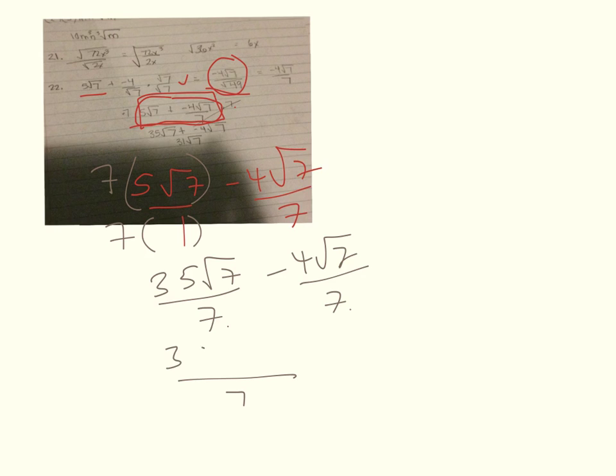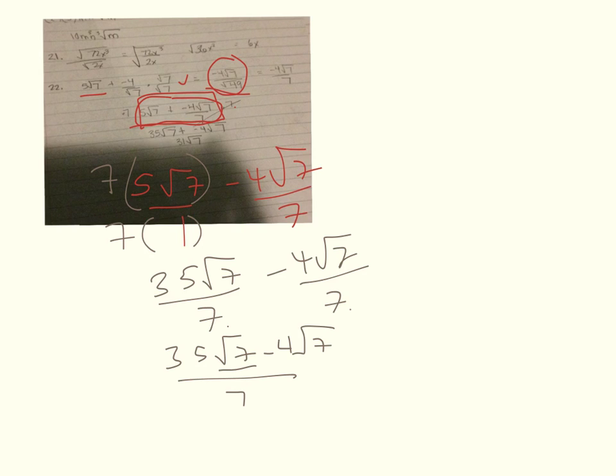Notice that this right here is 7 over 7, which is a factor of 1. Those would cancel out if we wanted them to. But we're using that to get a common denominator. Okay, so then I would have 35 root 7 over 7 minus 4 root 7 over 7. Now I've got common denominators, so now I can write them over one denominator. So 35 root 7 minus 4 root 7.